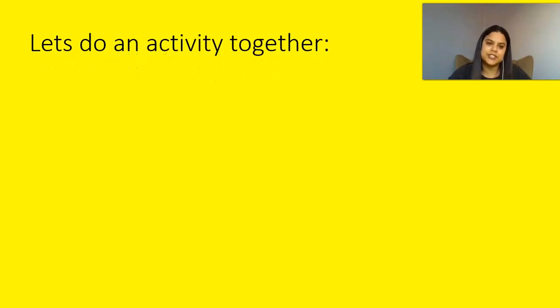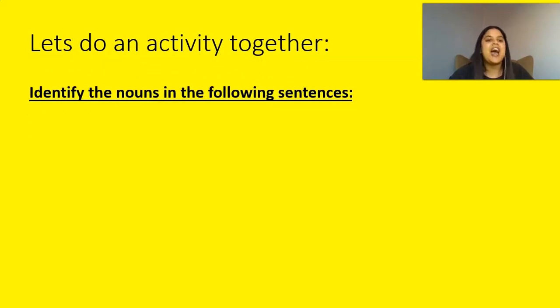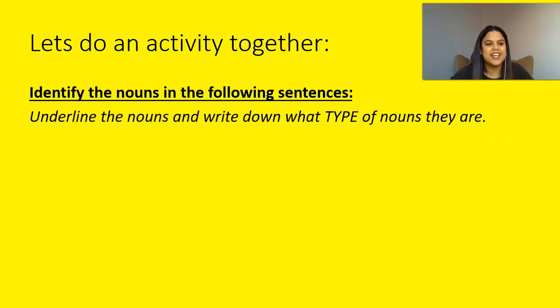Let's do an activity together. Identify the nouns in the following sentences. The reason I've said in italics now another sentence is because I want you to see what the exact instruction is. Underline the nouns and write down the type of nouns they are. You can use your pencil or pen and page to do this right now, or you can watch us and just shout out loud as you're watching the video.